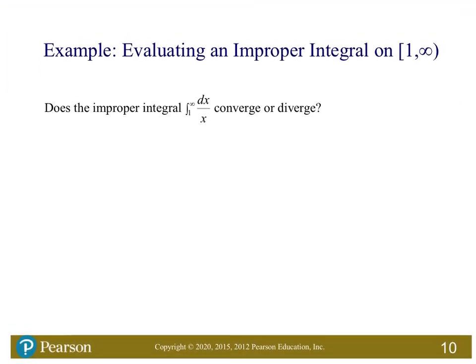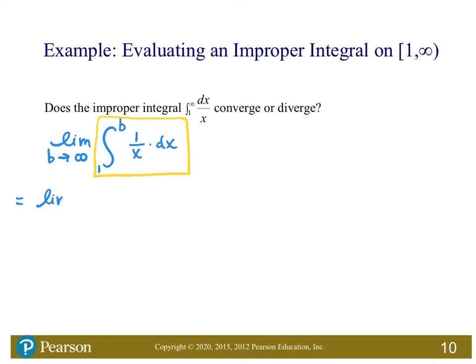Okay, let's tackle the integral from 1 to infinity of dx over x. So we recognize that the upper limit is the problem here. So we start out with replacing that upper limit with b, so we'll be going b is approaching positive infinity. And I'm going to write this as 1 over x times dx. So what I'm going to do now is focus on evaluating this integral first, and then I'll apply the limit after I've evaluated it. So the limit as b approaches infinity.